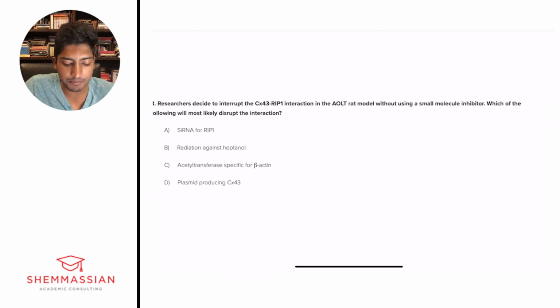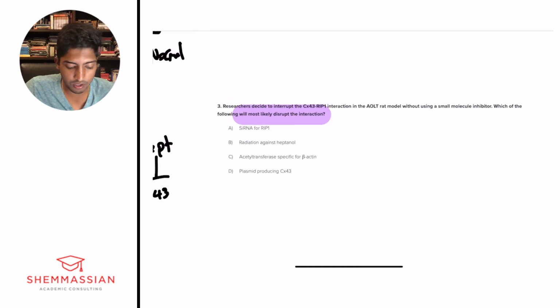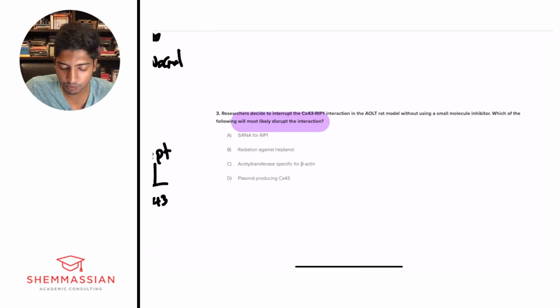Researchers decide to interrupt the CX43 RIP1 interaction in the AOLT rat model without using a small molecule inhibitor. Which of the following will most likely disrupt the interaction? Is it A, siRNA for RIP1, B, radiation against heptanol, C, acetyltransferase specific for beta-actin, D, plasmid producing CX43? All right, so we're looking for something that is very likely to disrupt the interaction. And so in this case, we have 4 choices, but what are we talking about?